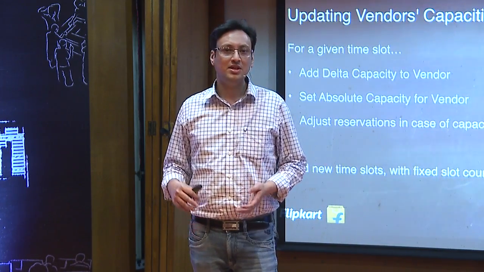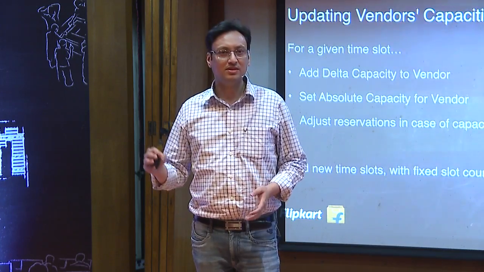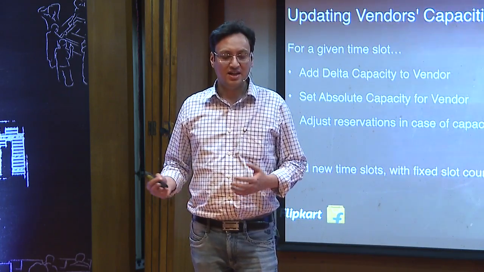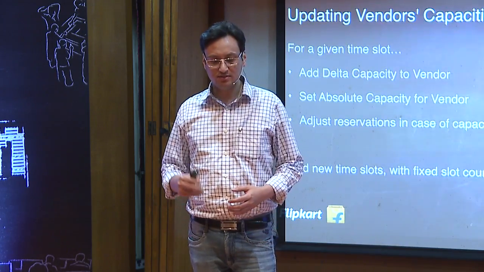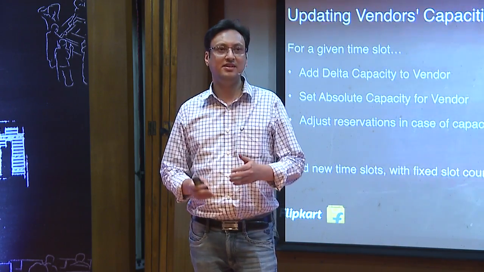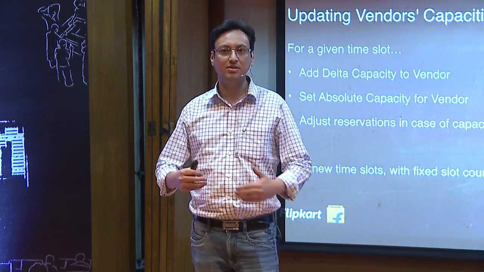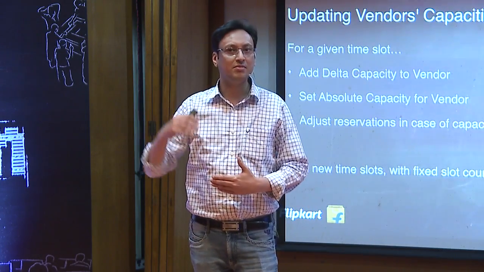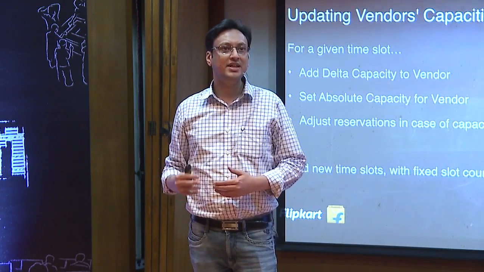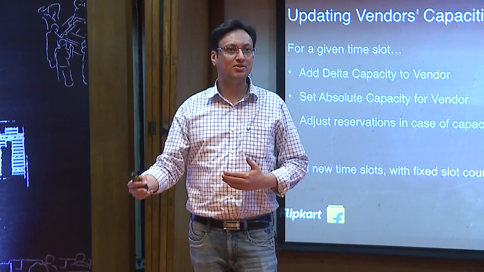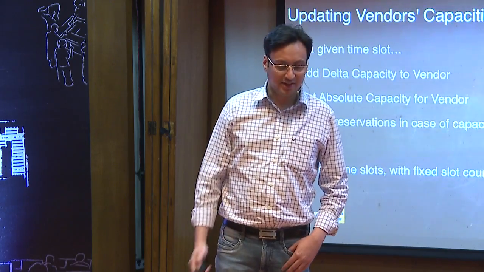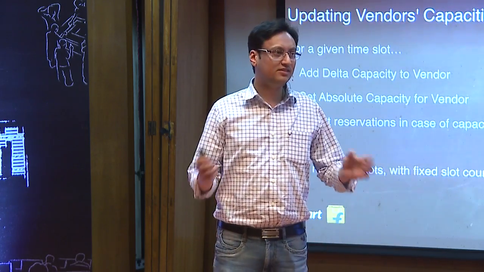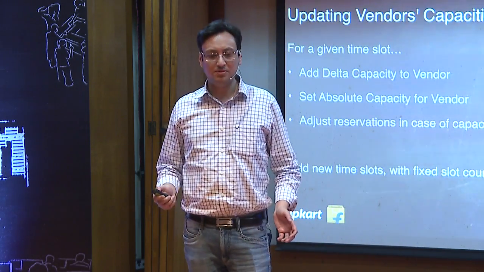We need to be able to add delta capacity or absolute capacity to the vendors, and adjust reservations in case there has been a capacity reservation reduction. Typically what we have is basically a look ahead, like from today on for the next n number of days, we have all of that data. And since yesterday's data is useless, we need to be able to purge the data on an ongoing basis. So that's broadly the problem set, right?